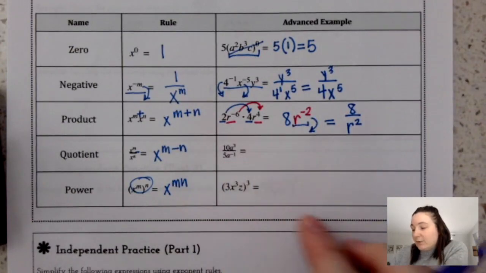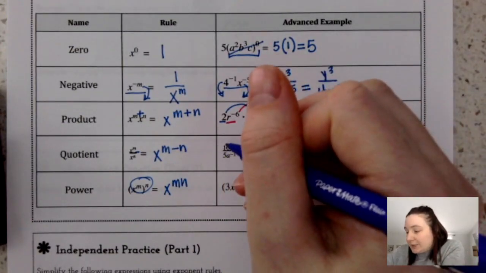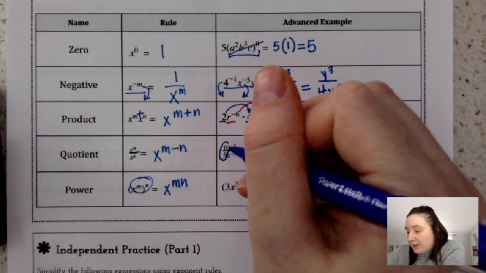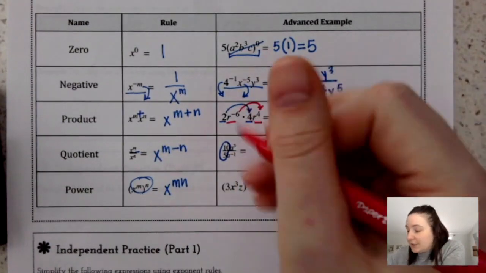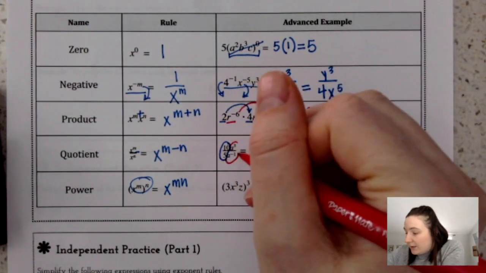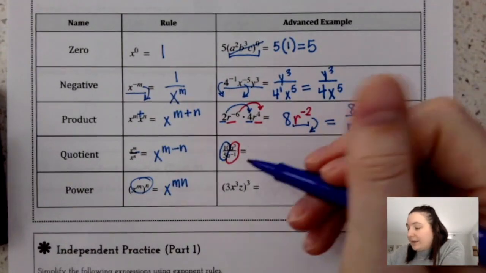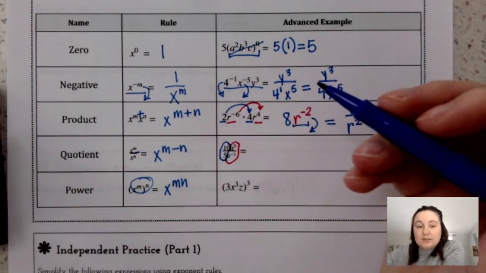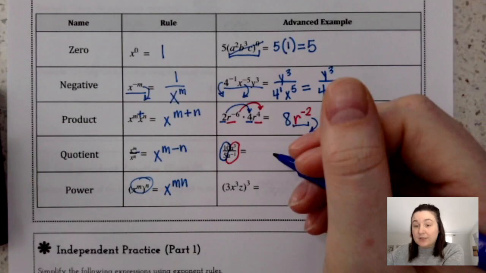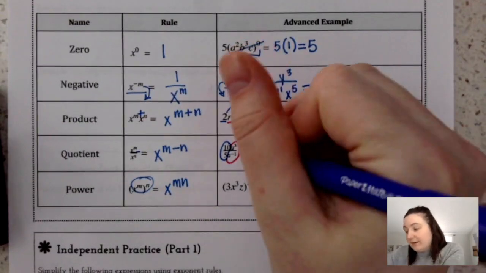Very similar for the quotient rule. You're looking at like terms. So we have our coefficients and we have our a's. The coefficients, those are just numbers. We do not do anything special. It's the quotient rule, so 10 divided by 5 is 2.